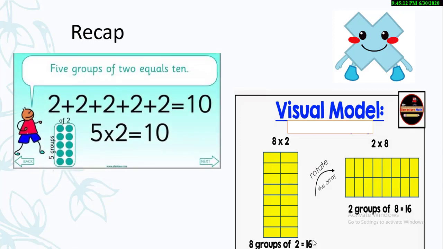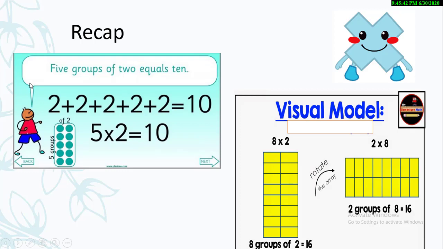Okay, let's have a look at the second example. Yes, 5 groups of 2 equal 10. You can see in this picture the question is given in this form: 2 plus 2 plus 2 plus 2 plus 2, and you got the answer 10. It's a bit long to add the same number again and again and then find the answer. Multiplication is a quick way of getting the answer for the same number.